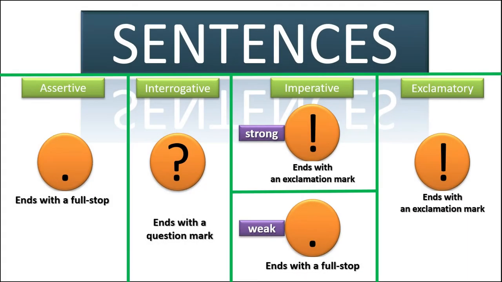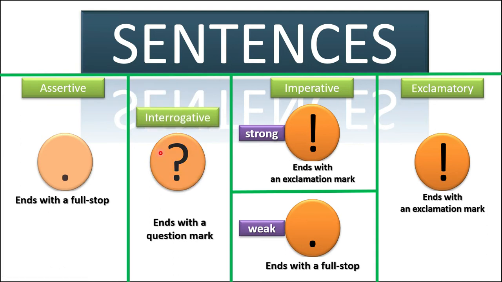Before understanding, we have to look at four types of sentences. Assertive sentence or declarative sentence. These sentences have a full stop at the end. They make a statement. And the second one is interrogative sentence. Interrogative sentences are questions like, who are you? What are you doing here? When will she come here? These sentences end with a question mark.